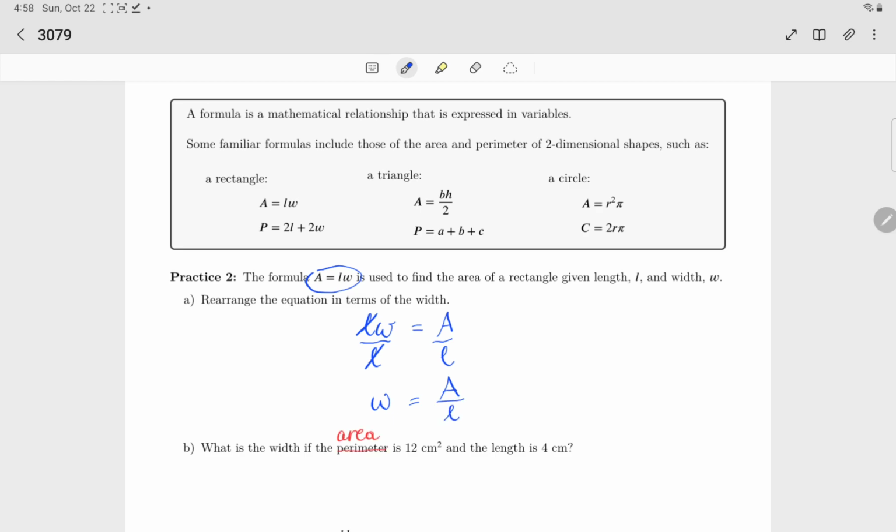Now we can substitute our values. The area is 12 centimeters squared and the length is 4 centimeters. Find the width. We know that width equals area, which is 12 centimeters squared, divided by the length, which is 4 centimeters. 12 divided by 4 is 3, and centimeters squared divided by centimeters gives us centimeters.